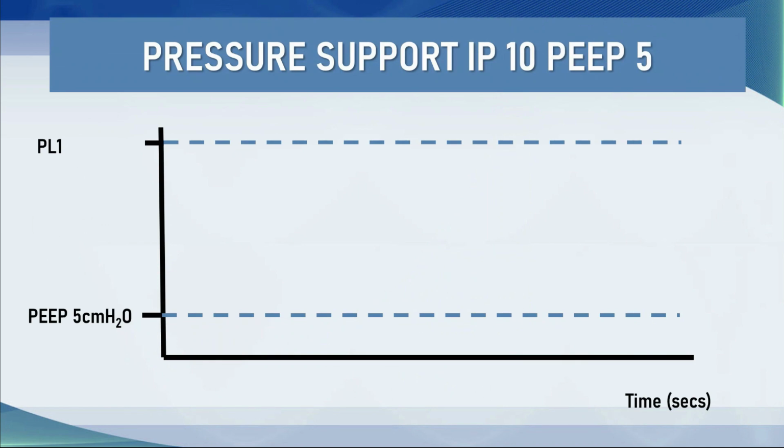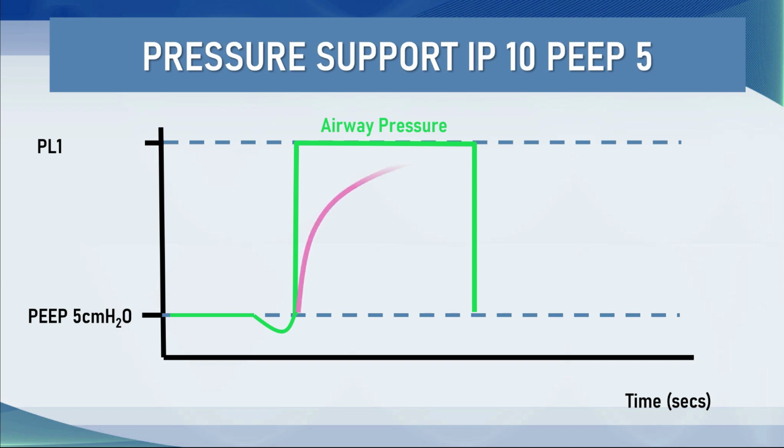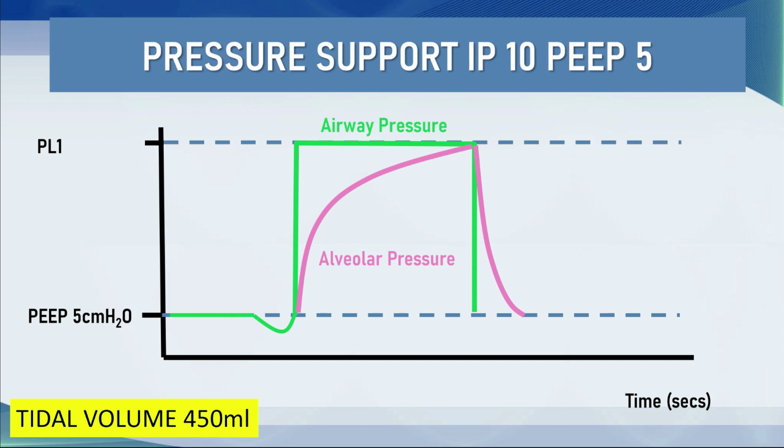You may recall this picture that mapped out the airway pressure as measured by the ventilator versus the alveolar pressure that is delivered to the airways. I am now going to show you another pressure, the tracheal pressure.